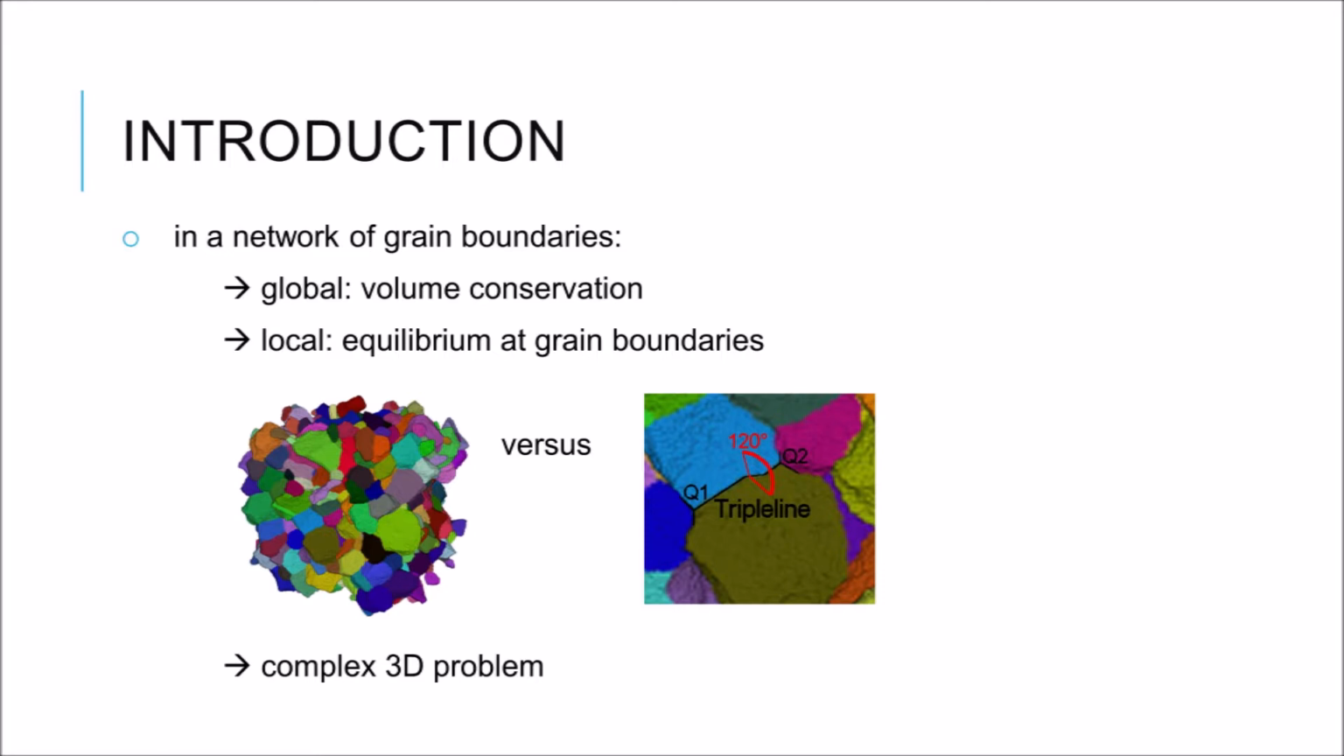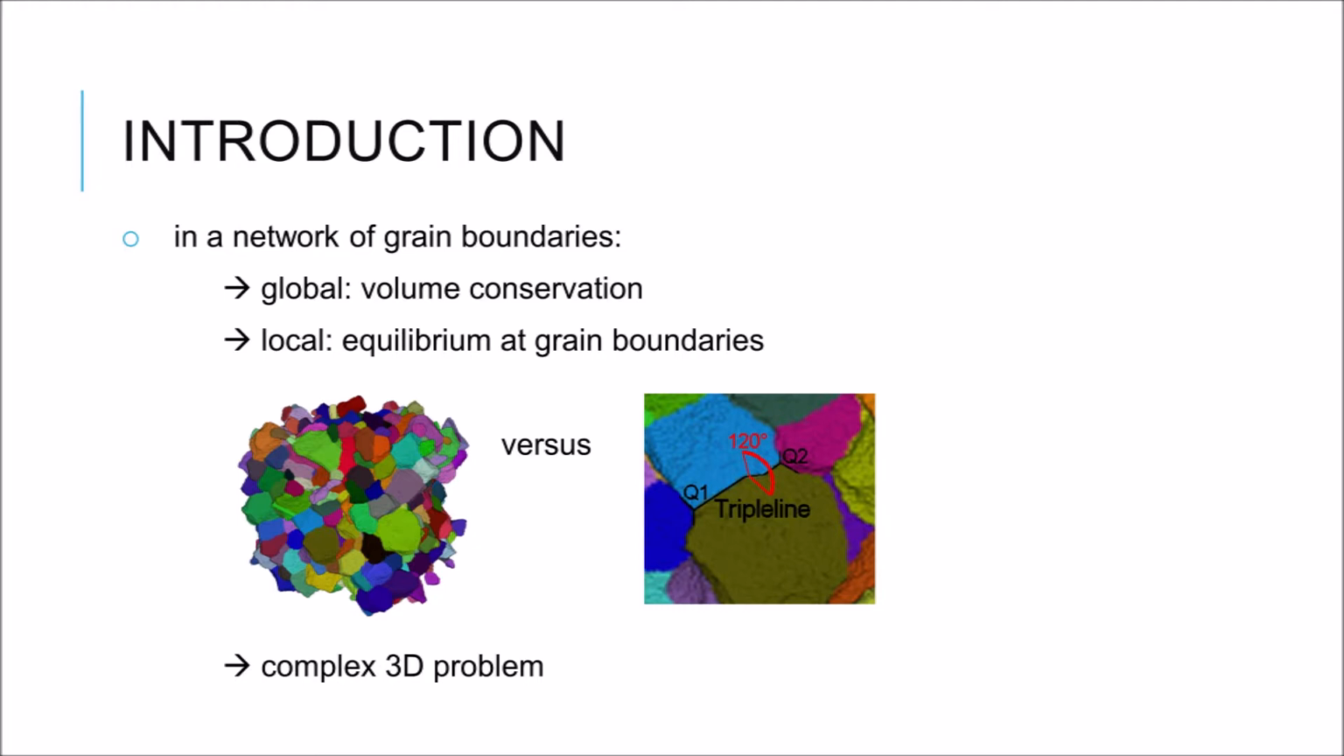And when we look more closely from a local viewpoint, we have an equilibrium at the grain boundaries, which means, for example, if all your grain boundaries in a 3D polycrystal have the same grain boundary energy, then you'll have the triple lines along which three neighboring grains meet. And when you look at the grain boundaries along these triple lines, you will see that there are dihedral angles of 120 degrees. And while the microstructure changes over time, the global network has to keep volume conservation as well as this equilibrium at the boundaries.